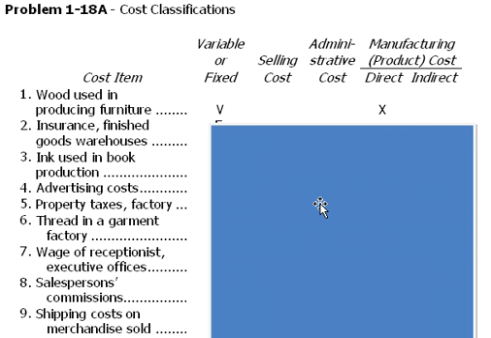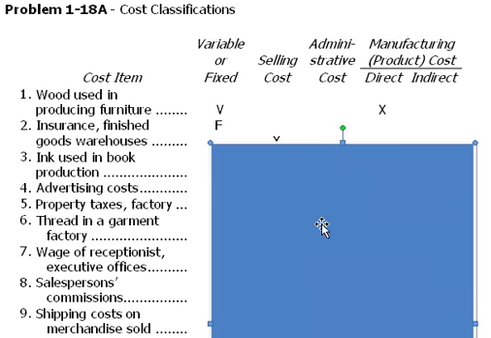Now, with regard to the insurance in the finished goods warehouse, that wouldn't relate to the volume of furniture we're making and selling, so that would be a fixed cost. And also, since it's finished goods, we're concerned with selling that to customers, so that represents a selling cost.